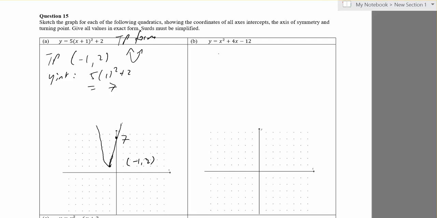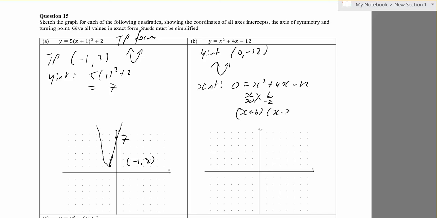Part B, I want to draw this graph. So y-intercept 0, -12. I always want to find the easiest features. So smiley face. I can get the turning point by using a scaffold or completing the square, so I can do that. Or I can find the x-intercept first. So I'll try to find the x-intercept first. So y = 0, 0 equals x squared plus 4x minus 12. Cross product, hopefully works. 6, 2, yeah, works. Minus 2. So x plus 6, x minus 2 equals 0.